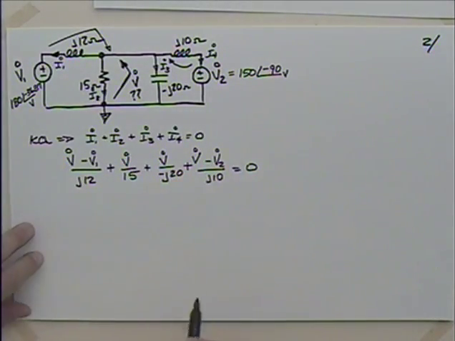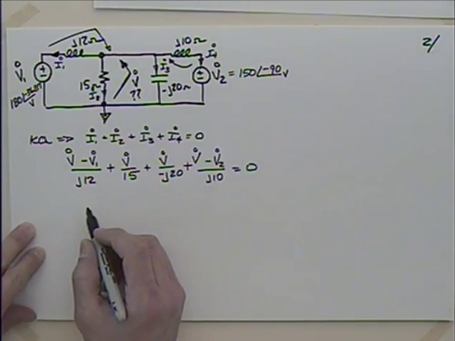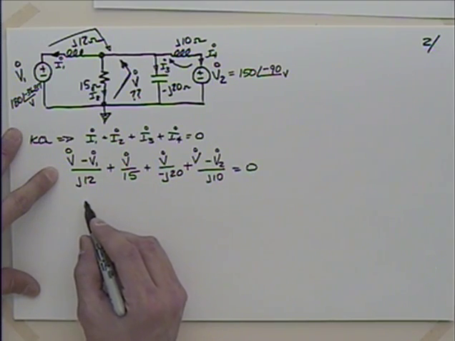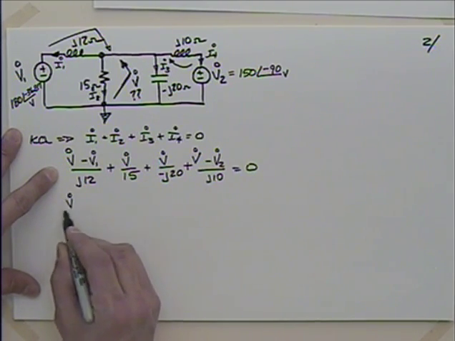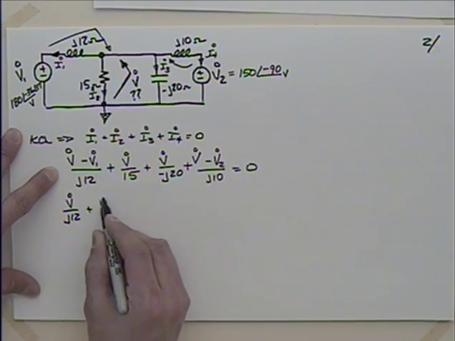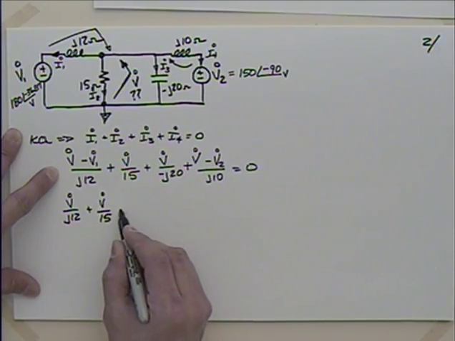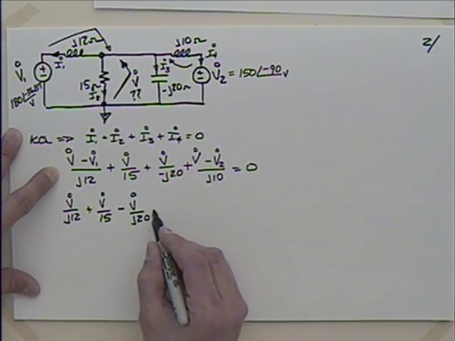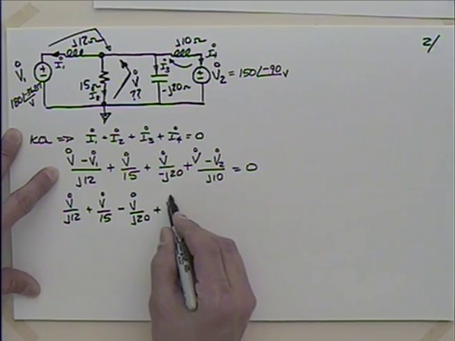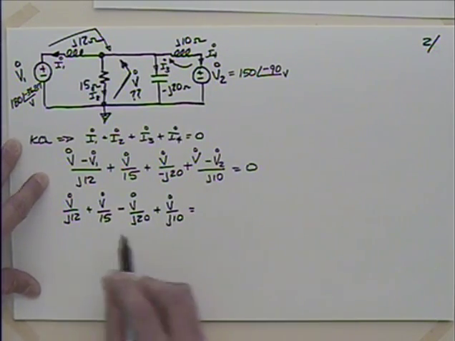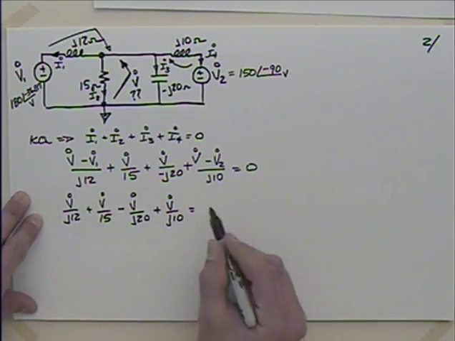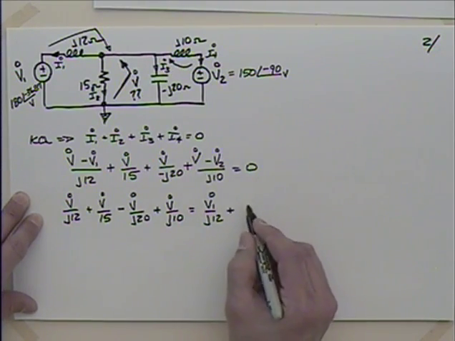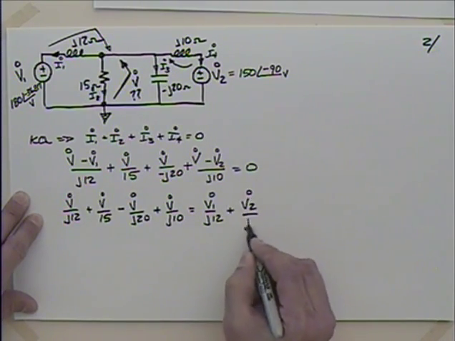Okay, so we've got this equation. Make my substitutions for V1 and V2. So I have V over J12 plus V over 15 minus V divided by J20. I can do that with a negative sign, plus V over J10 is equal to, now this was minus V1 over J12, so it becomes positive here, V1 over J12, and this one likewise becomes positive V2 over J10.